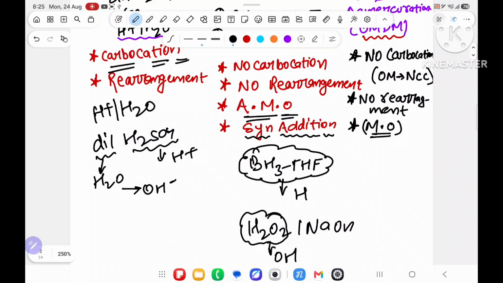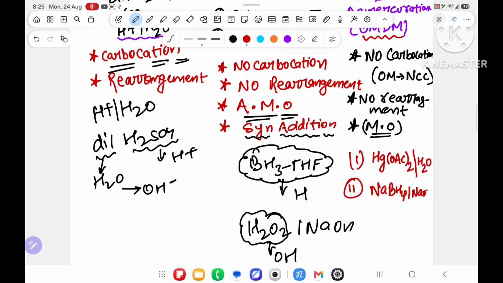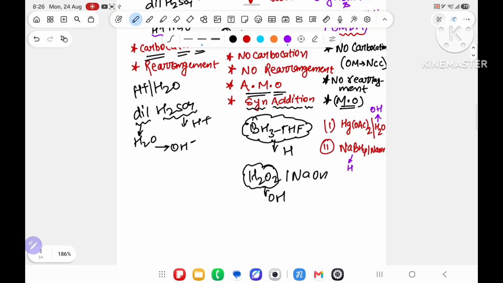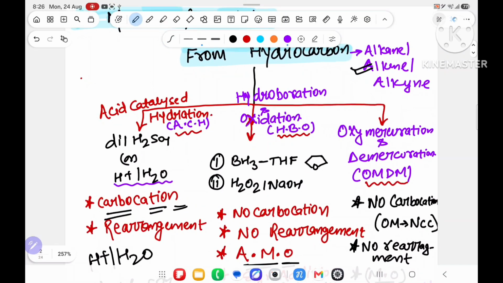Similarly in oxymercuration demercuration, the first reagent we are using is Hg(OAc)2 in presence of H2O. The second reagent we are using is NaBH4 in presence of NaOH. You have to know that over here H2O will give OH, and NaBH4 will give H. Understood what I am trying to say? I am saying that first of all, don't get confused. This is basic and easy.